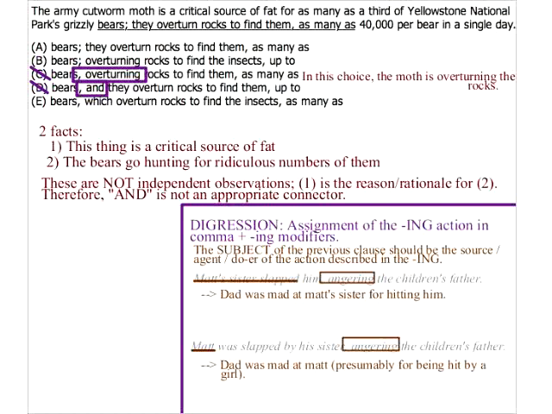Questions about that? What about the remaining choices? Well, how about this?